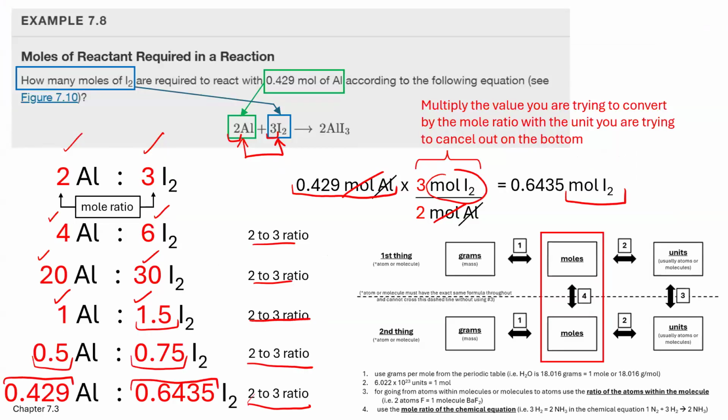0.6435, and that's what we got. 0.6435 moles of iodine, right? And so what we did here is we went from aluminum to iodine, I2. This is our start, where we started, because they're telling us it's 4.429 moles of aluminum. We're going to go to moles of iodine, and we're going to use the mole ratio of the chemical equation, which was 2 aluminum to 3 iodine. And this is our end. And we're done.